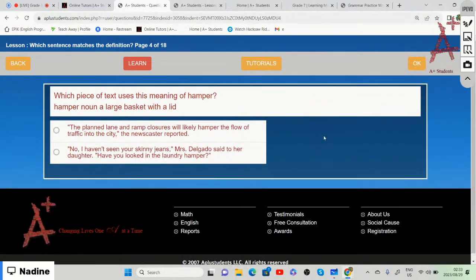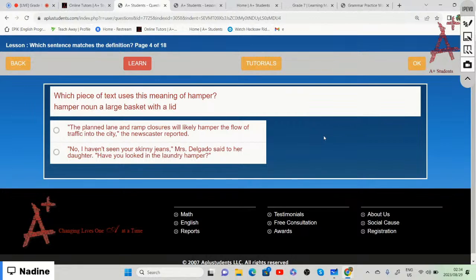All right, which piece of text uses the meaning of hamper? Hamper is a noun, which is a large basket with a lid. The planned lane and ramp closures will likely hamper the flow of traffic into the city, the newscaster reported. Oh no, I haven't seen your skinny jeans, Mrs. Delgado said to her daughter. Have you looked in the laundry hamper?